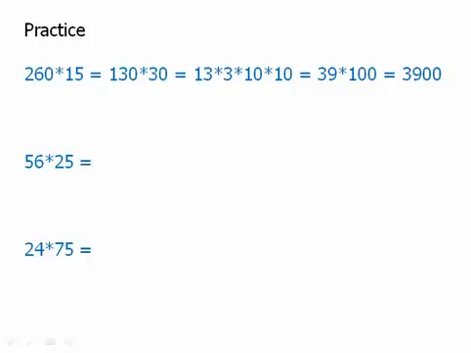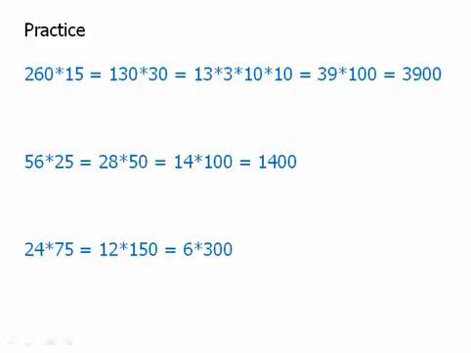56 times 25, well, we'd like to double that 25, so divide 56 by 2, that's 28 times 50. Well, now we have something ending in 50, so we'll do mental math again. We'll double and half again. Half of 28 is 14, double of 50 is 100, 14 times 100 is 1,400. Very easy to do in your head. 24 times 75, same thing. Half of 24, double 75, I get 12 times 150. Let's do it again. Half of 12 is 6, double of 150 is 300. And then 6 times 300, well, 6 times 3 is 18, so this will be 1,800.